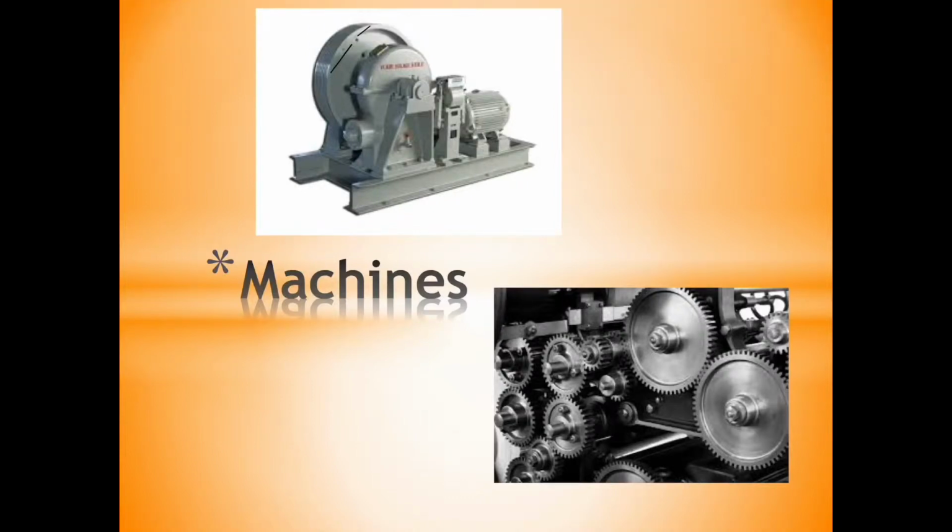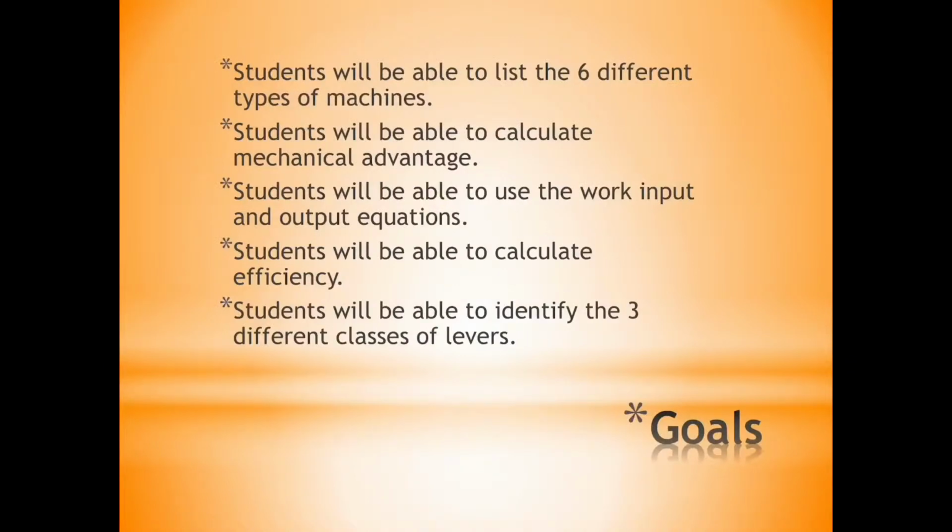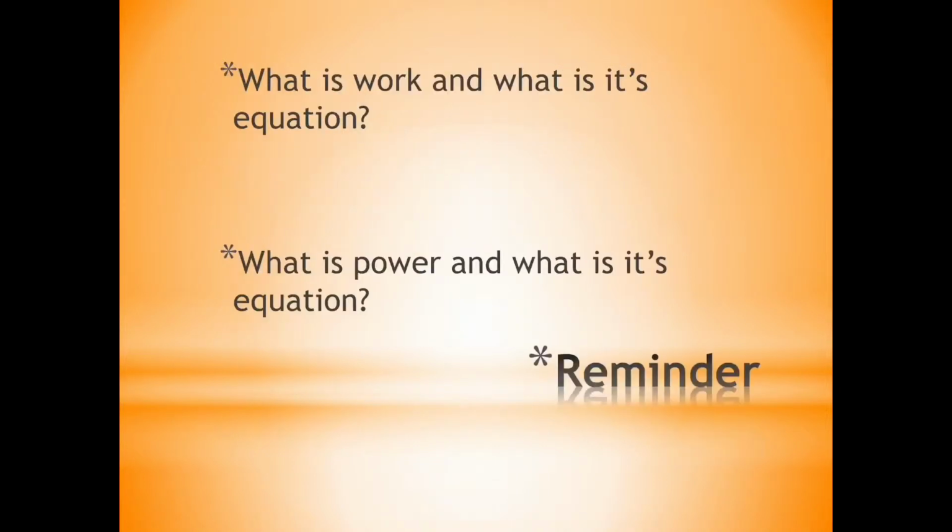In this lesson, we are going to be talking about simple machines. By the end of the lesson, you should be able to list the 6 different types of machines. You should be able to calculate mechanical advantage. You should be able to use the work input and output equations. You should be able to calculate efficiency and identify the 3 different classes of levers.